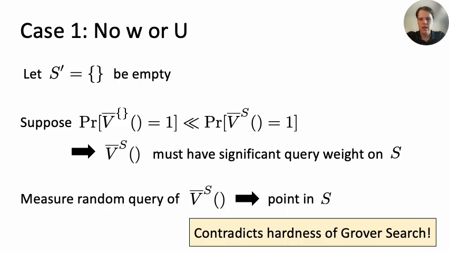So what we can do is we can then measure a random query that V makes to S, and with decent probability we'll actually get a point in S. So we have an oracle then that makes queries to the sparse set S, a small number of queries, and produces an element in S. This is actually known to be hard. This contradicts the known hardness of Grover search. So in this case, where the verifier doesn't have access to W or U, we're happy.